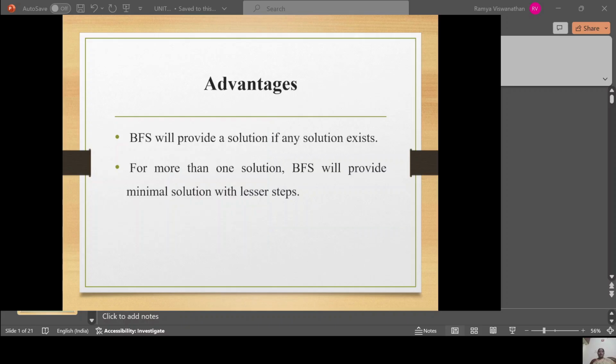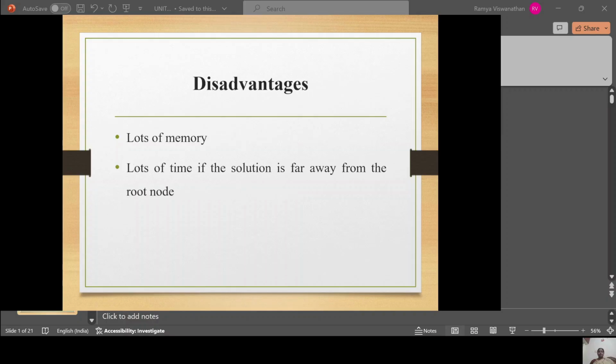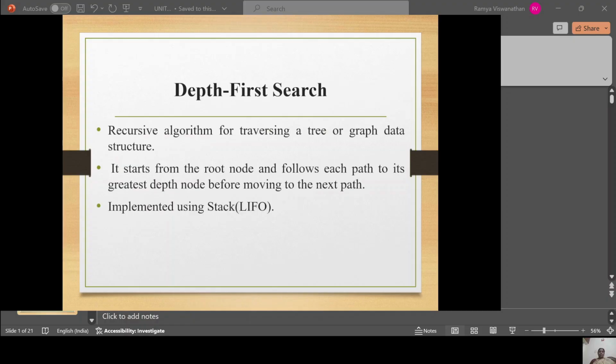Advantages of BFS: it will provide a solution for any problem, if any solution exists. It will provide a unique solution. For more than one solution, BFS will provide the minimal solution with the lesser number of steps. Demerits or disadvantages: it requires lots of memory and lots of time if the solution is far away from the root node.